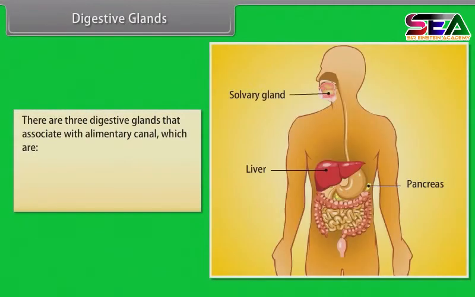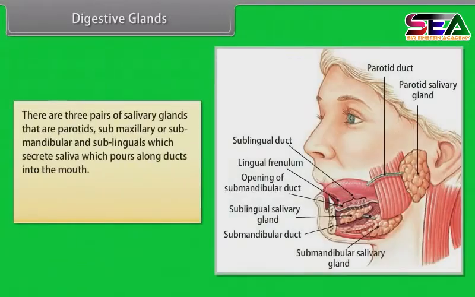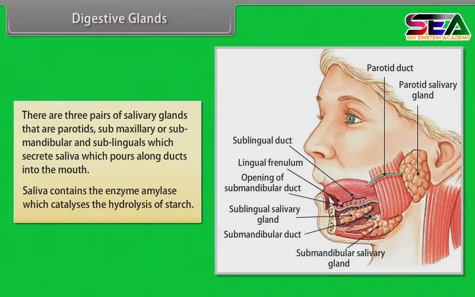Digestive glands. There are three digestive glands that associate with the alimentary canal, which are the salivary glands, liver, and pancreas. There are three pairs of salivary glands: parotids, submaxillary or submandibular, and sublinguals, which secrete saliva that pours along ducts into the mouth. Saliva contains the enzyme amylase, which catalyzes the hydrolysis of starch.